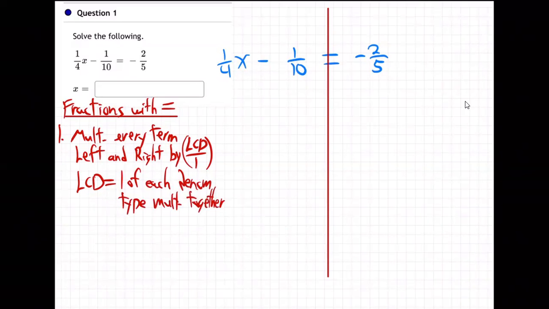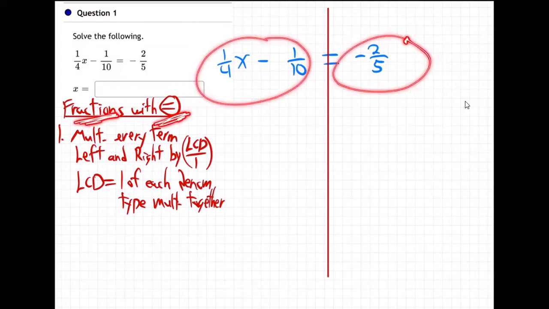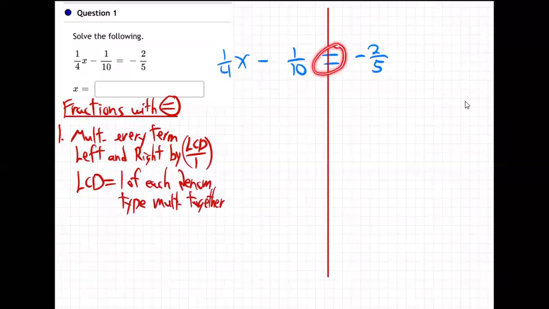So as I look at fractions and specifically denominators, right? As you look at this, you think, oh no, we got fractions and we have an equal sign. That's a key part of it. Let me circle that. It's fractions with an equal sign, meaning an equation, a left side or right side. So when you have fractions with an equal sign, you multiply every term, left and right, by the LCD over 1. And what is the LCD? One of each denominator type multiplied together. So I'm going to grab the 4, the 10, and the 5 and multiply those all together.